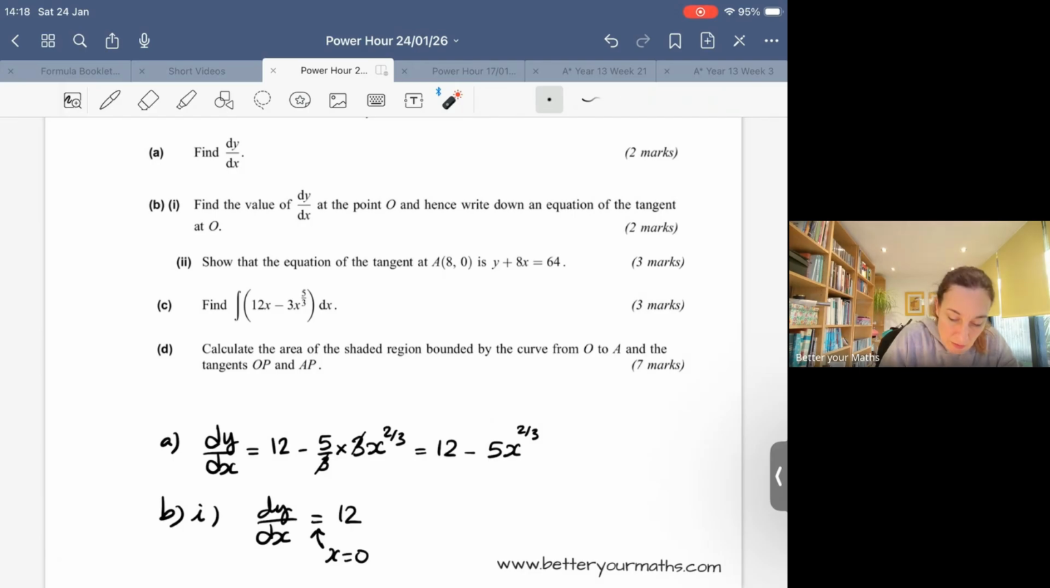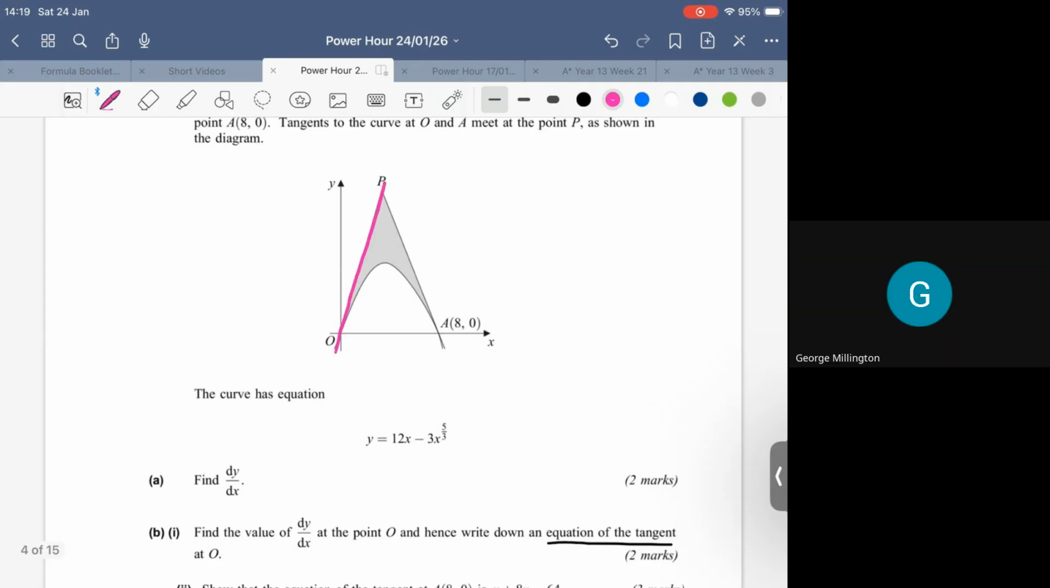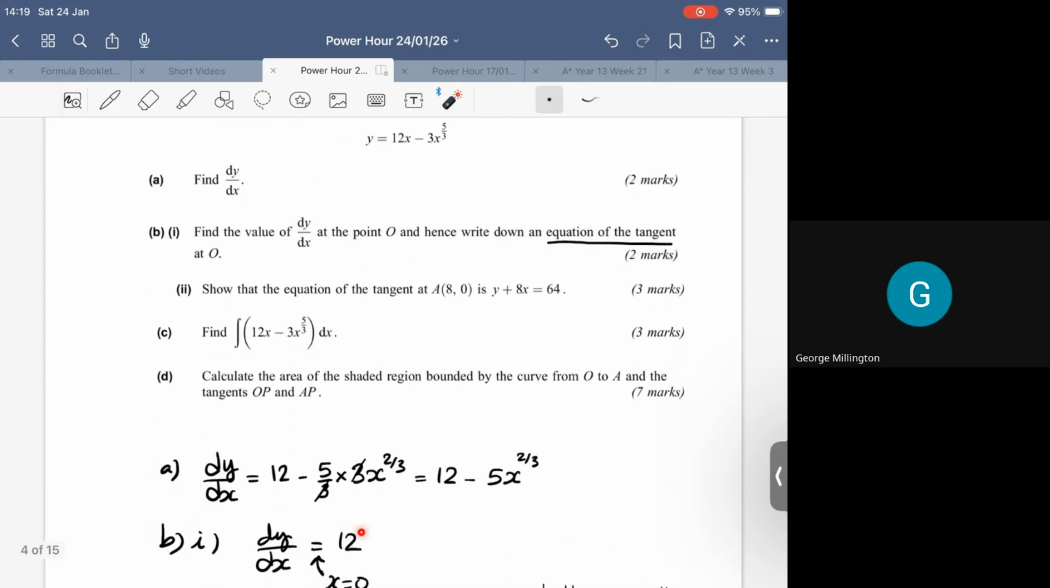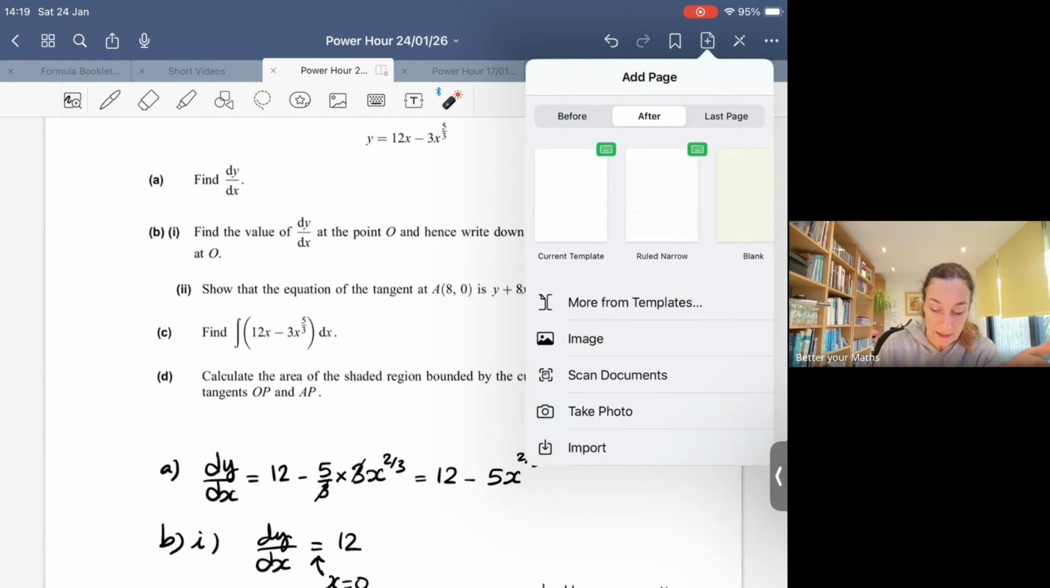I need to write an equation of the tangent. George, could you help me, please? So what do I need to write the equation of the tangent? Because you've got the gradient, which is 12, and then you've got the point, which is 0, 0. So it's just y equals 12x. Exactly. So I have the point and I have the gradient.